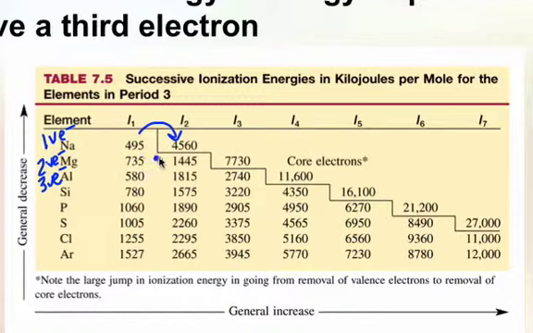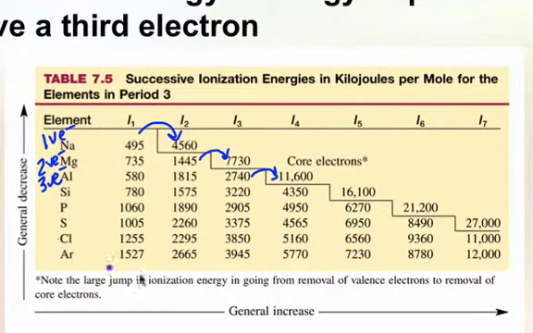Magnesium, once you've removed its two valence electrons, you see a huge jump because it doesn't want you to take a third one away. We're getting into what they call these core electrons. The core electrons are the electrons that are inside the valence electrons. Aluminum, you can remove 3, but when you want to go to that fourth, you're going to see a really big jump.